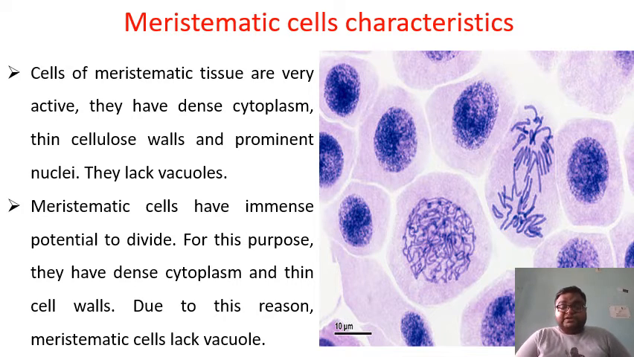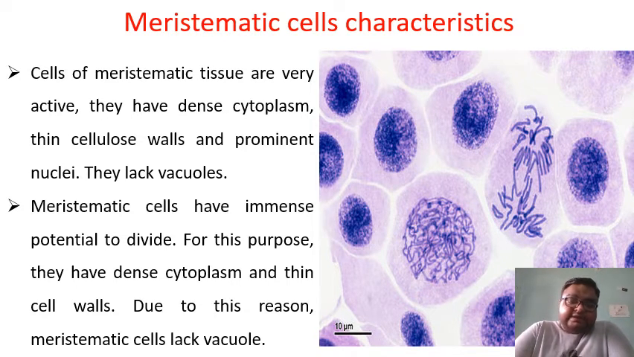And for this purpose only, these have dense cytoplasm, thin cell wall, right? And for this reason only, these lack the vacuoles. Understood? Do you all agree with me now? What are the characteristics of the meristematic cells? Yes. So repeat after me, or you can tell me also. Right. So the first one is that these are very active. Right. The meristematic cells are very active.